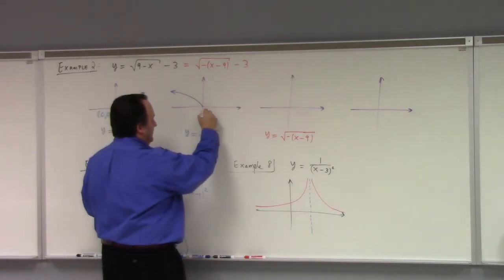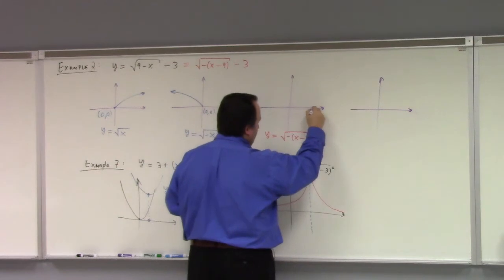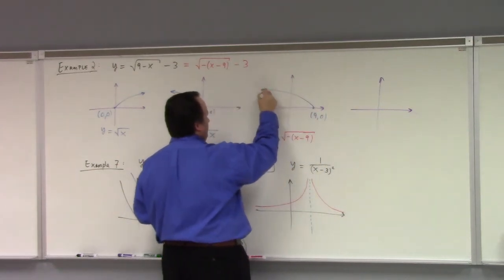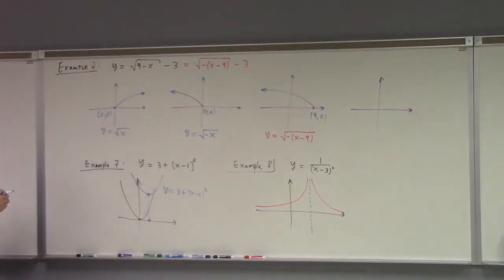I forgot to label my origin. So that origin shifts over to here, 9, 0, and like that. Almost done. What's left to do?